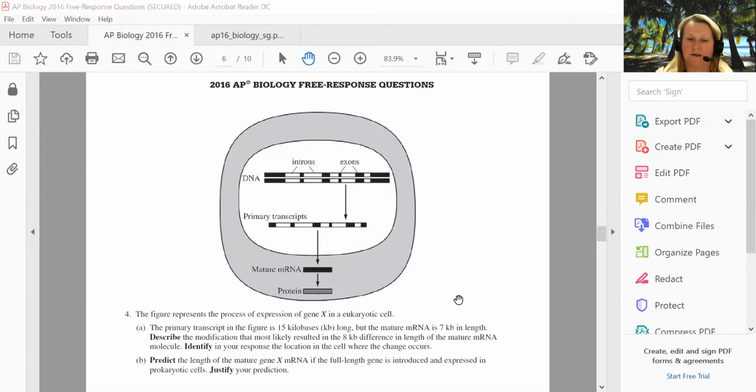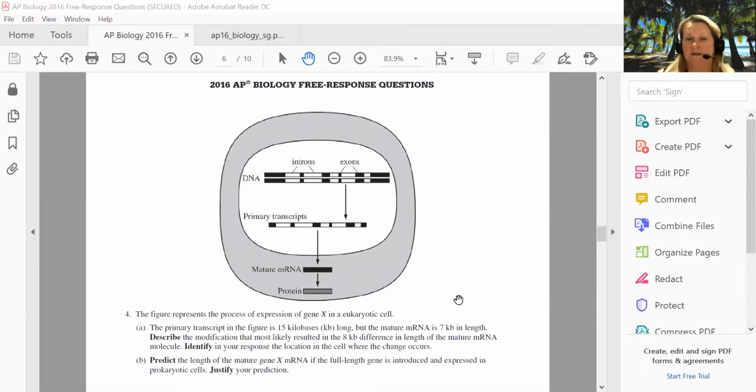So part A of the question said the primary transcript in the figure is 15 kilobases, kbs long, but the mature mRNA is 7 kilobases in length. Describe the modification that most likely resulted in the 8 kilobase difference in length of the mature mRNA molecule. Identify in your response the location in the cell where the change occurs.